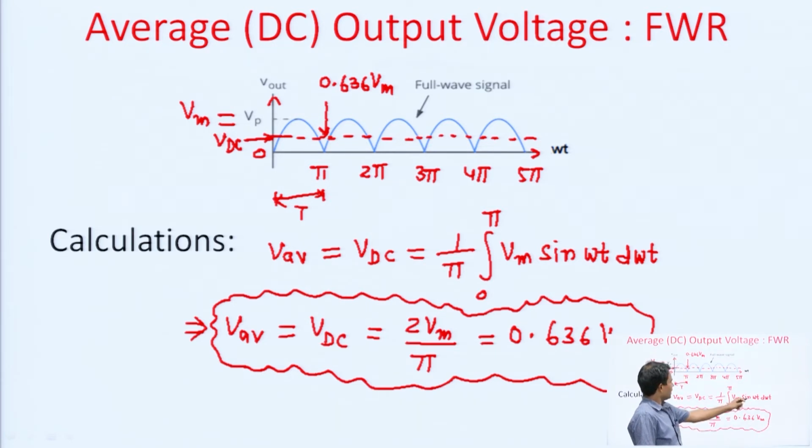Now, integration of sin omega t is minus cos omega t, and when we take the limits 0 and pi, this will become 2, and this will become 2 Vm upon pi, that is 0.636 Vm. You can easily calculate this.